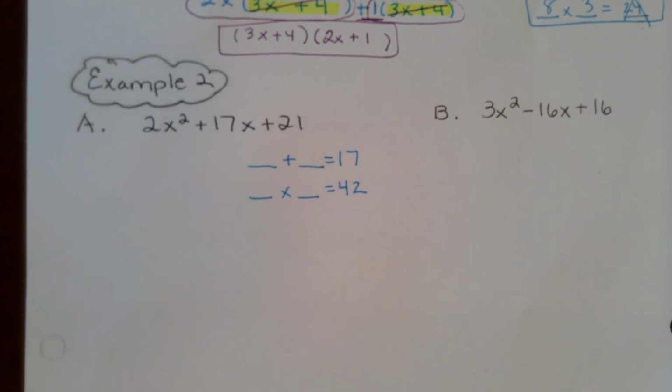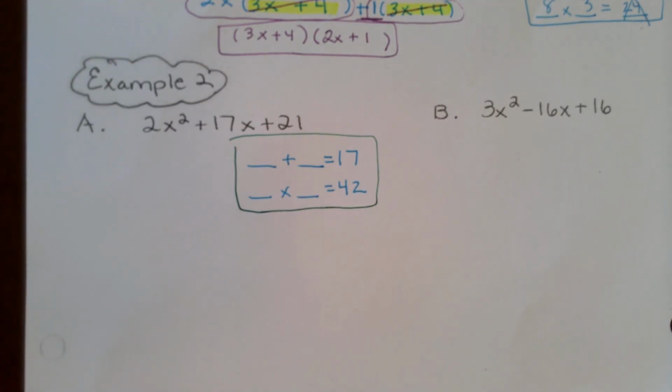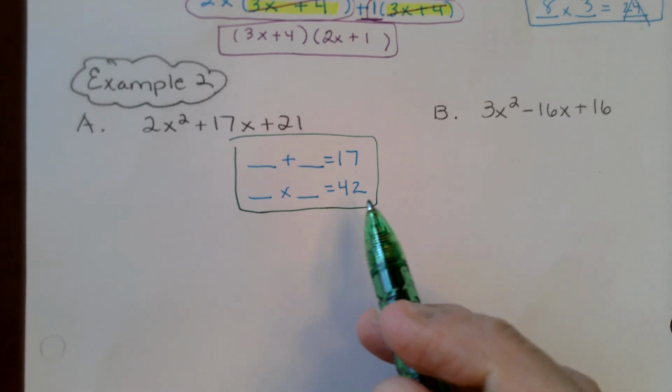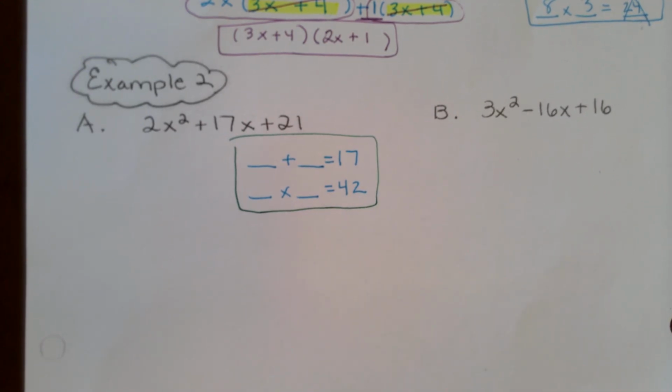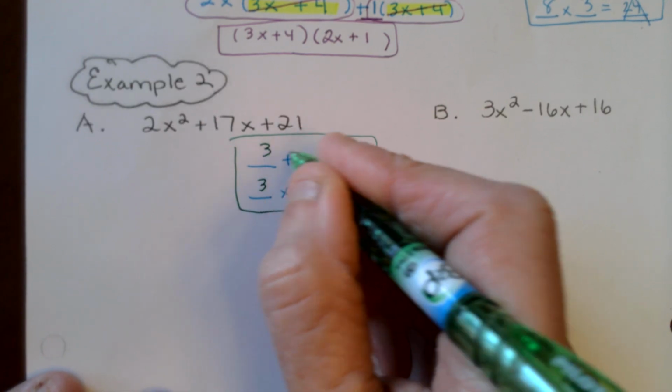Hopefully you thought of what it's going to be. Put my box around it here. 42. 1 and 42, no. 2 and 21, no. 3, does 3 go into 42? It does, because 4 plus 2 is 6. So 3 would go into 42. How many times? 3 goes in there 14. Oh, 3 and 14, there it is. See, so it's kind of just a constant little playing game here.